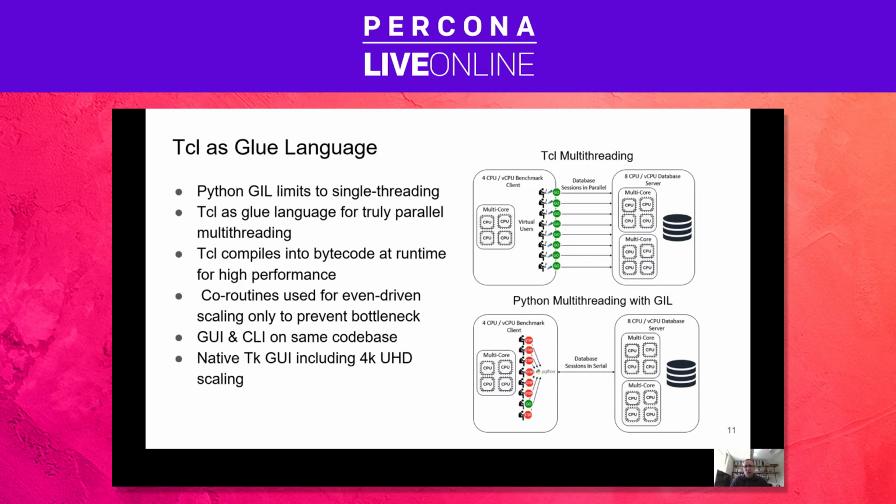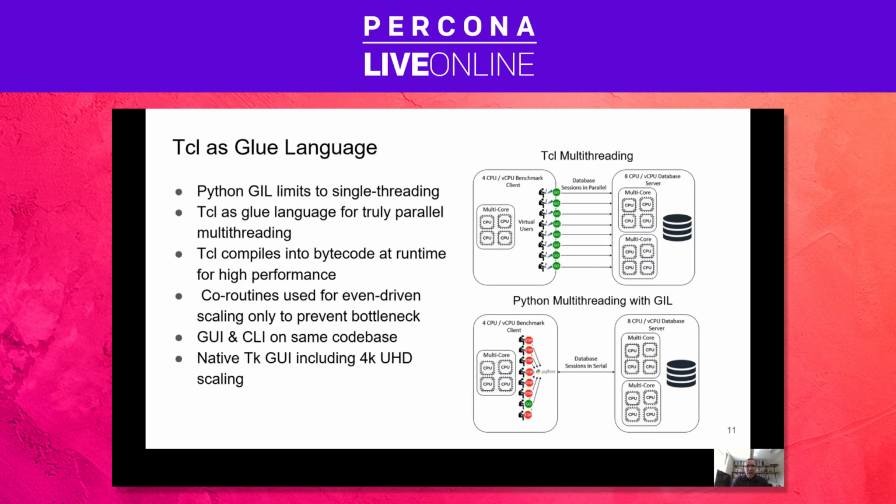So if we have a look at an example here, as part of the design process, we looked at using Python as this glue language. And clearly, right from the outset, one of the big challenges with Python is called the GIL, which limits Python effectively to single threading.